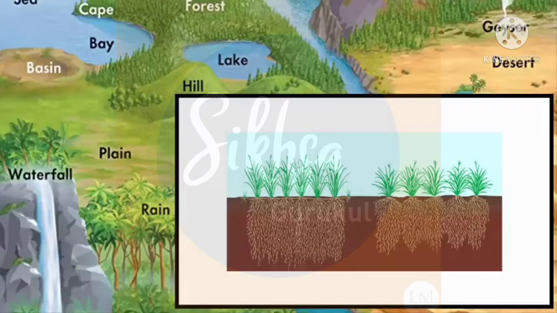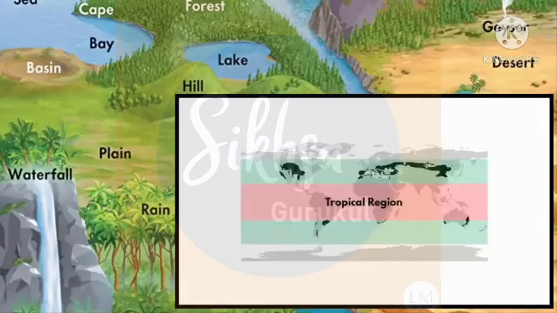The grasses of these grasslands hold the soil firmly in its place. That is why erosion is very minimal. Majority of the grasslands around the world are found between 40° and 60° north and south of the equator. That means you will find the grassland in temperate zone. That is why they are called temperate grasslands.